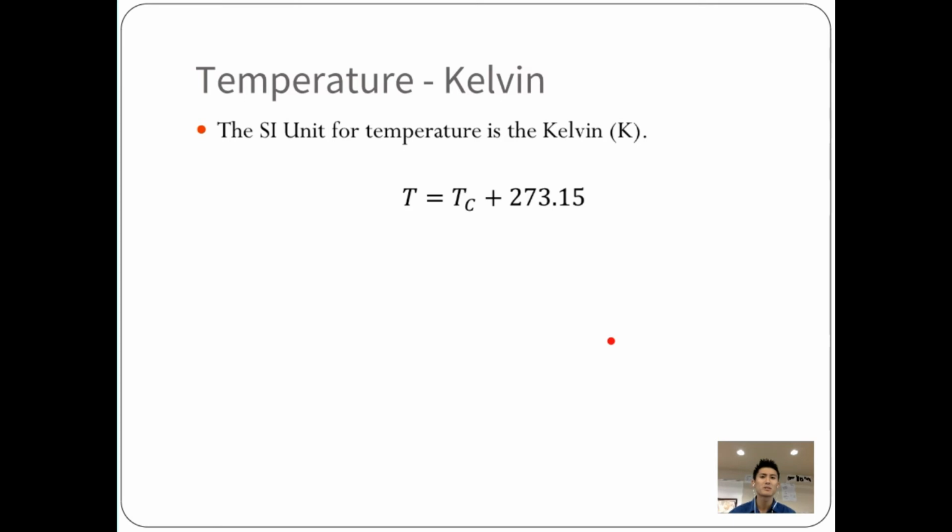A third unit we use is Kelvin. Kelvin, actually, we'll talk about later. How do we find Kelvin? Well, if I have Celsius, it's pretty easy. All I'll do is take my Celsius and add 273. If I want to be super precise, I'll use 273.15 added to Celsius to find my temperature in Kelvin.